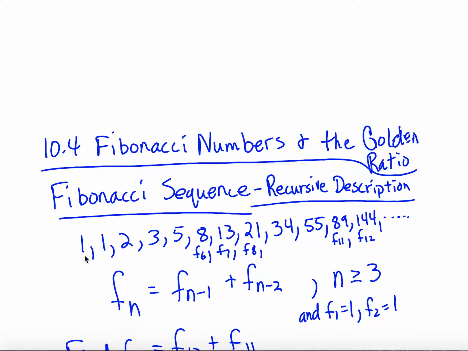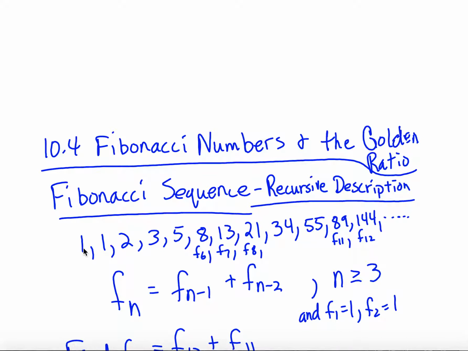With the Fibonacci numbers, you need the first two terms. So you need to start with a 1 and then a 1. If you add 1 plus 1, you get 2. If you add 1 plus 2, you get 3. If you add 2 plus 3, you get 5. If you add 3 plus 5, you get 8. If you add 5 plus 8, you get 13. 8 plus 13 is 21. 13 plus 21 is 34. 21 plus 34 is 55. 34 plus 55 is 89. 55 plus 89 is 144, and so forth. You can just keep doing this for a while.